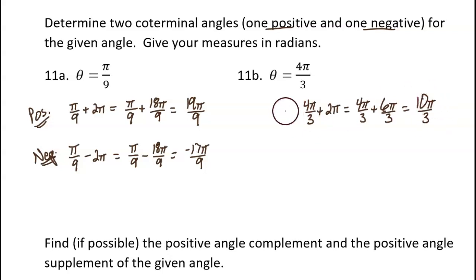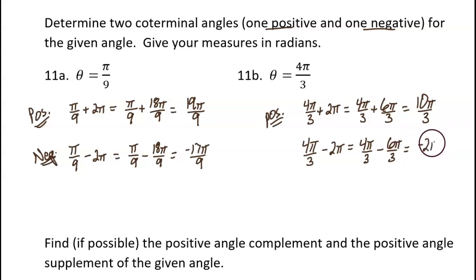That is a positive number. So we can use the 10 pi over 3 as our positive angle that's coterminal with this one. We need to get a negative one. Let's try subtracting 2 pi and see if that gets us a negative answer. So think of this as 4 pi over 3, subtract 6 pi over 3. This makes negative 2 pi over 3. And that is a negative angle. So we use that one as our negative answer.